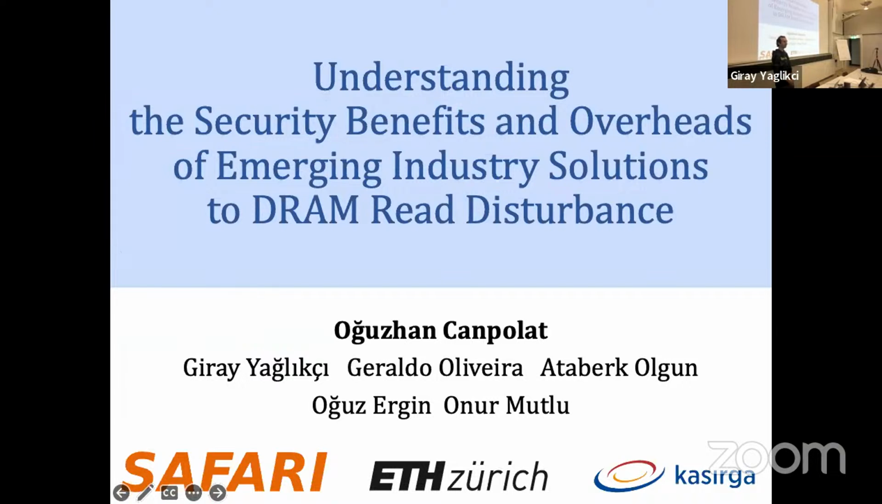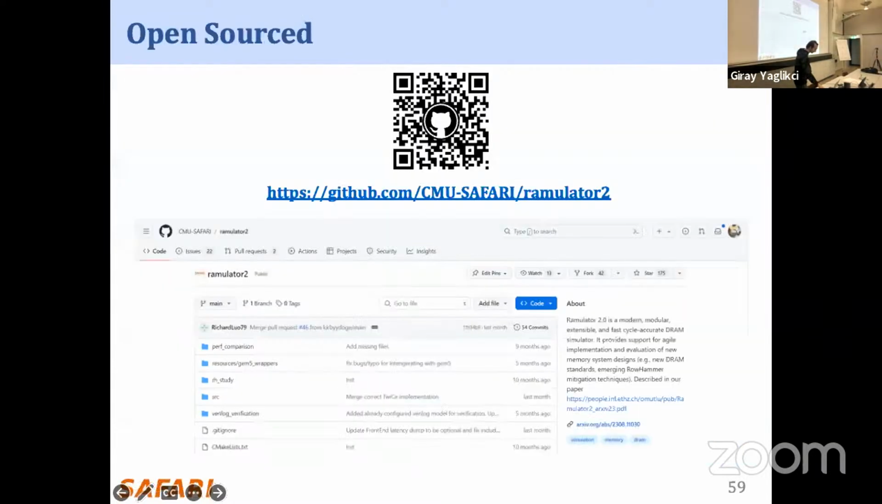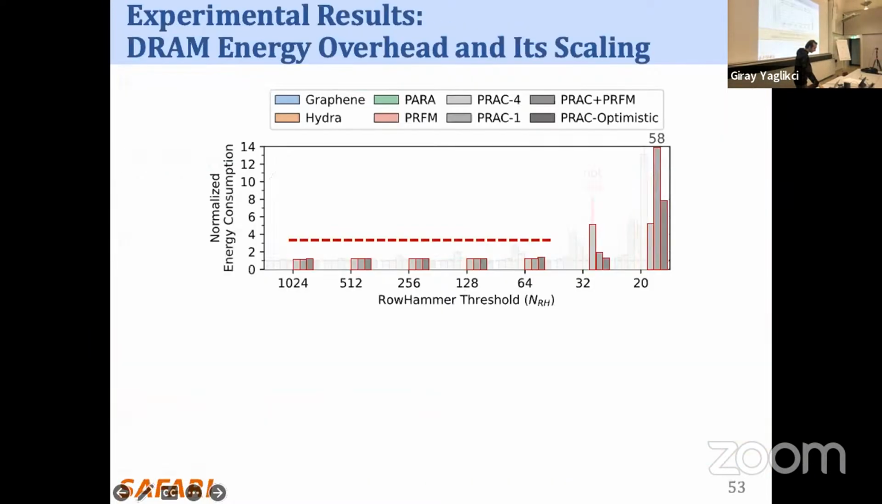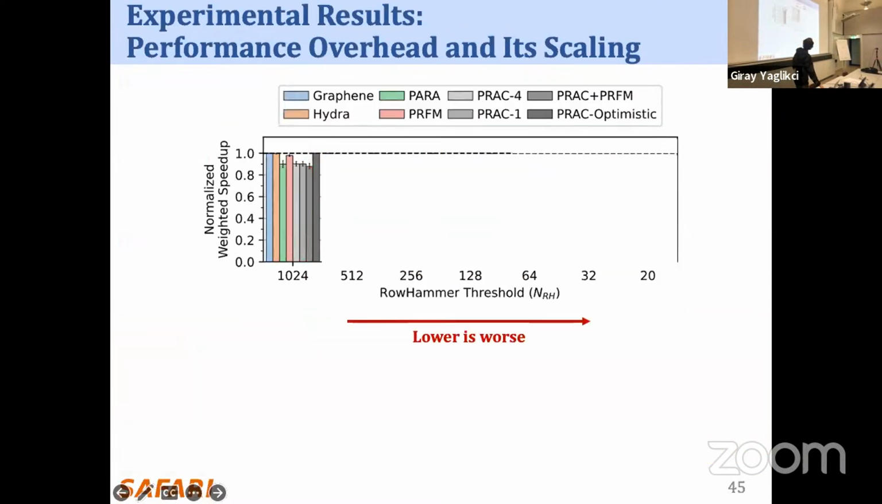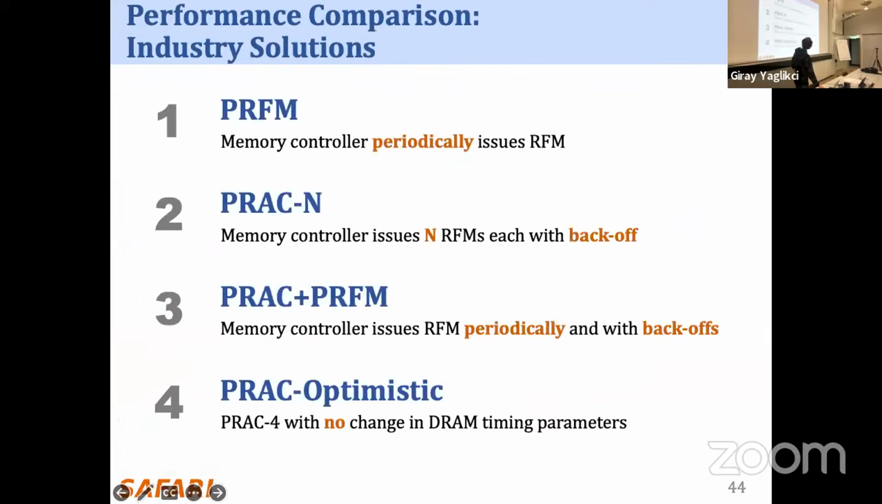I can take any questions you want, if you have any. Which of the four mitigations are used in the industry, like on DRAM chips? Okay, so you're talking about the configurations that we evaluate. These, right? Yeah, which of the four are used at the moment?